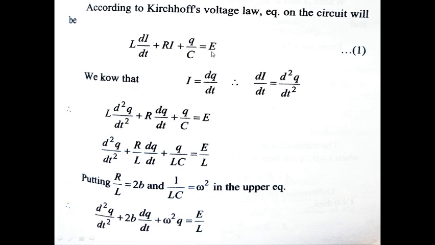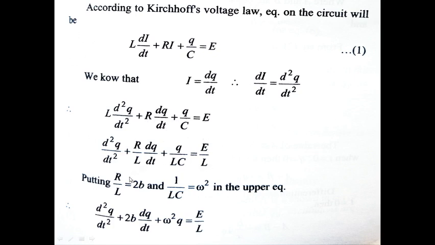Now we know that current is the rate of flow of charge, that is dq by dt, and therefore di by dt can be written as d2q by dt square. Using this value in the above equation, we get L into d2q by dt square plus R into dq by dt plus q by C is equal to capital E. Divide by capital L on both sides, then we get the next equation.